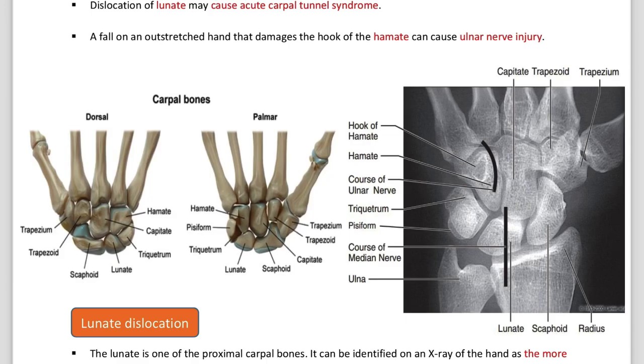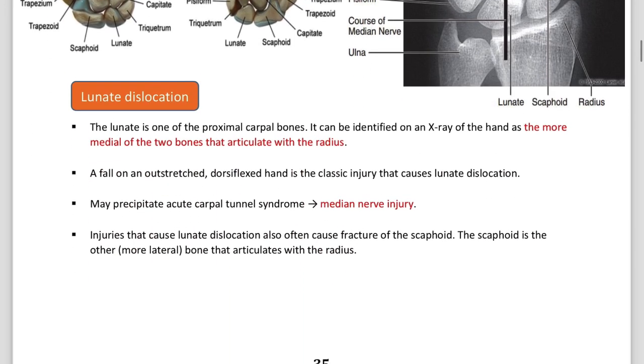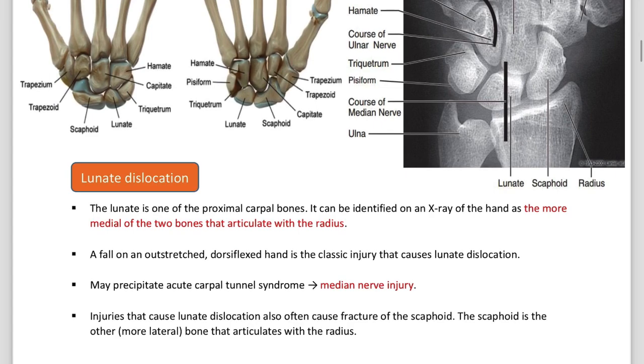Now we are discussing lunate dislocation. Why does this dislocation happen? The mechanism is a fall on an outstretched dorsiflexed hand. Clinically we can see wrist pain and swelling, decreased grip, and median nerve symptoms like tingling and numbness in the lateral 3.5 fingers. Radiologically, in the lateral X-ray we can see a spilled teacup sign. You can see it here.